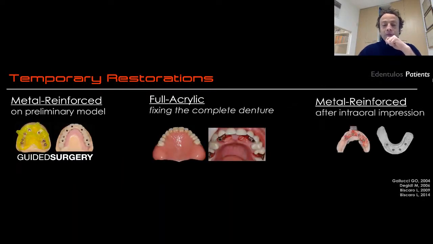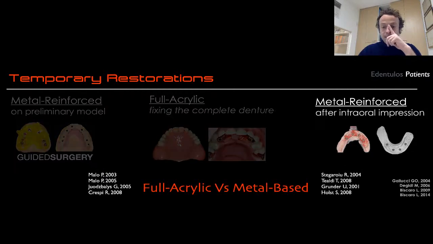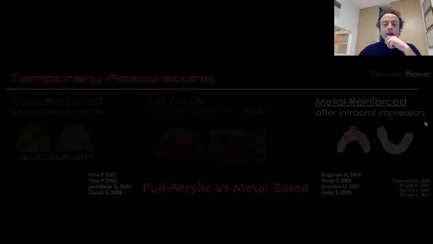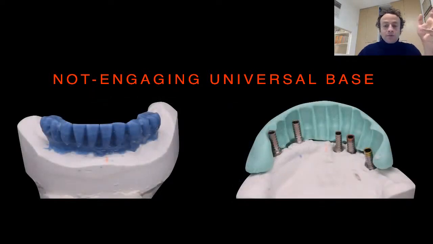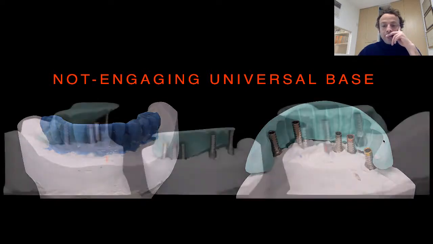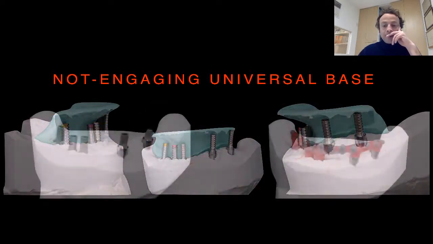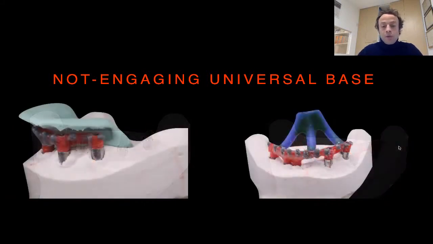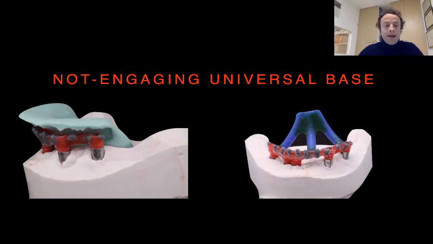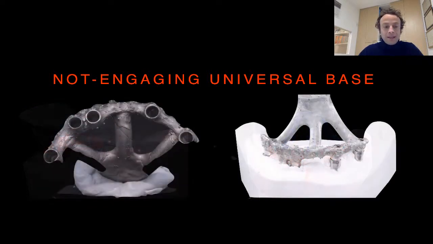Then there is the third option, that is the metal reinforced after an intraoral impression. This approach considers also always using this kind of temporary abutment, and of course making a wax-up, making all the procedures that the dental technician normally does in the lab. So you place the temporary abutment, you prepare the framework that can be produced with CAD/CAM technology or with the lost wax technique, depending on the preference of your dental technician.